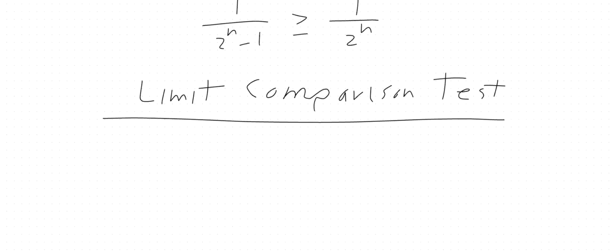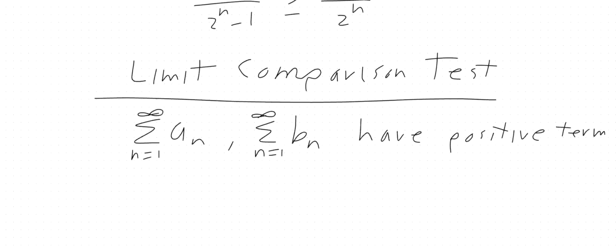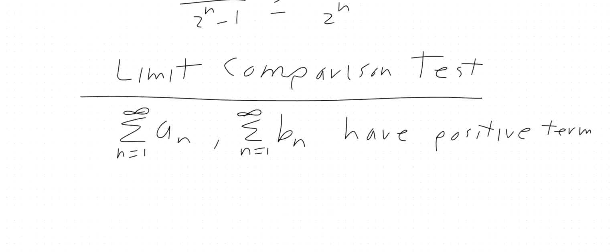So we have our two series, our A series and our B series. And these both have positive terms again. If we get some that bounce back and forth from positive to negative, we have to use a different test. All right.